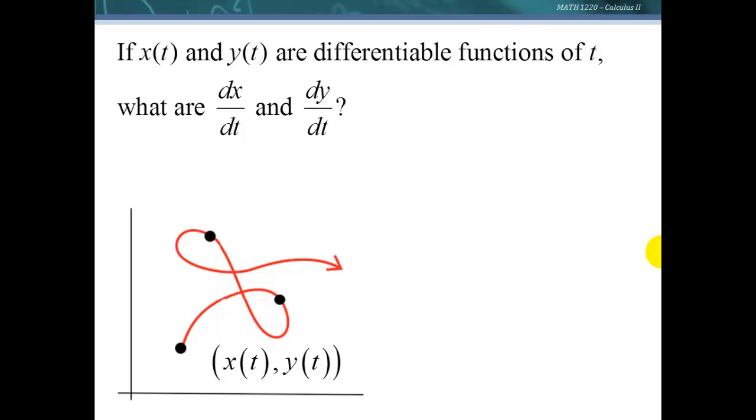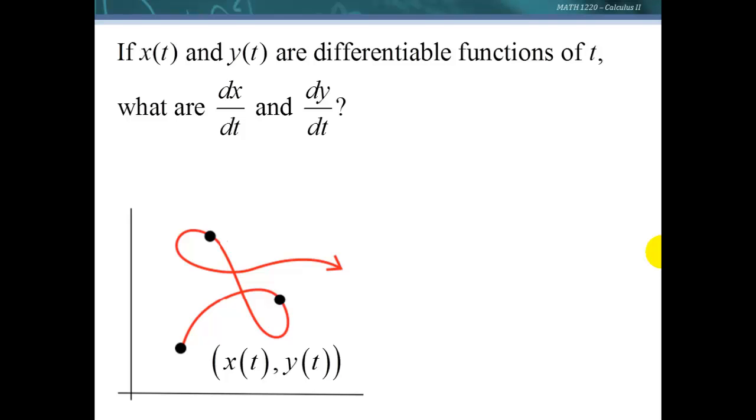So it would be telling us how x is changing with respect to time, and that is the velocity of this fly in the x direction. And then similarly dy/dt would be the velocity in the y direction.